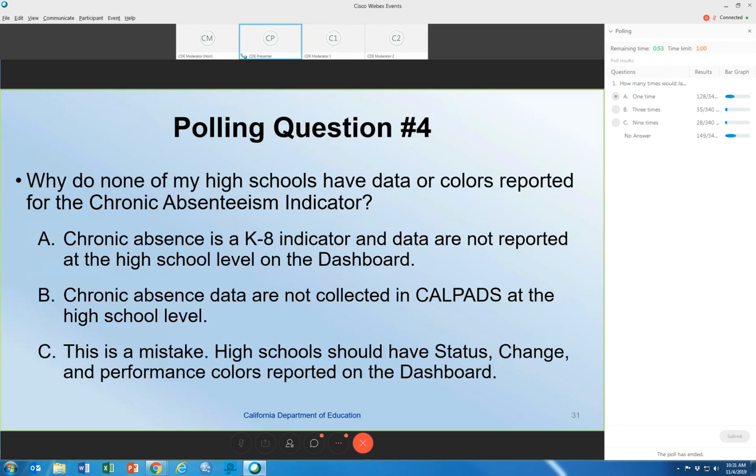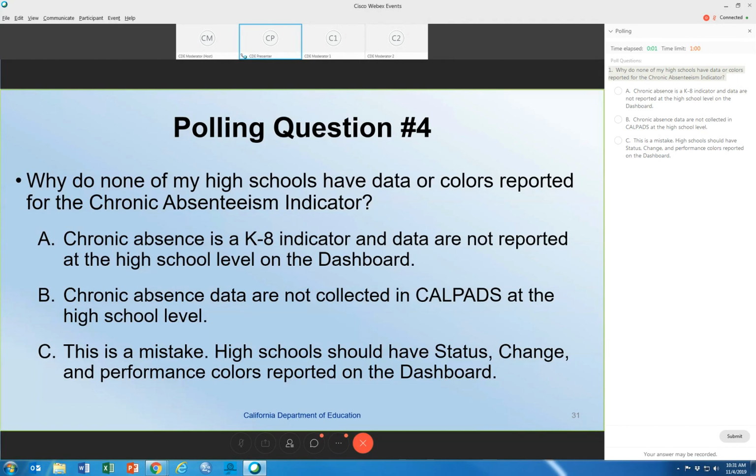So, to make sure everybody's paying attention, we're going to start our polling question number 4. The question is, why do none of my high schools have data or colors reported for the chronic absenteeism indicator? Our options are A, chronic absence is a K-8 indicator and data are not reported at the high school level on the dashboard. B, chronic absence data are not collected in CALPADS at the high school level. Or C, this is a mistake. High schools should have status change and performance colors reported on the dashboard. The poll is open.